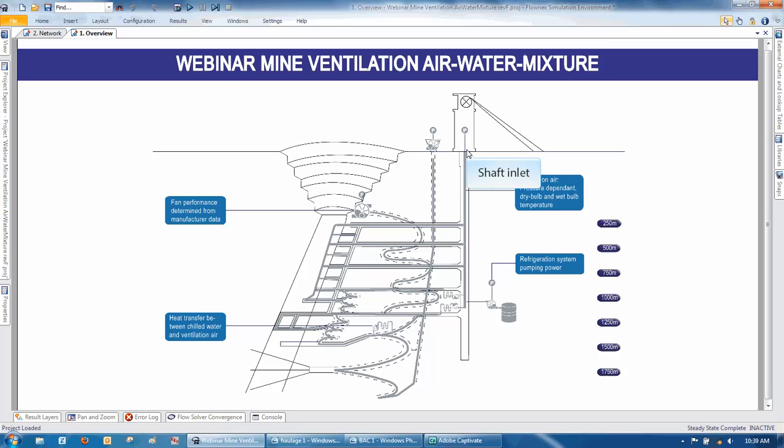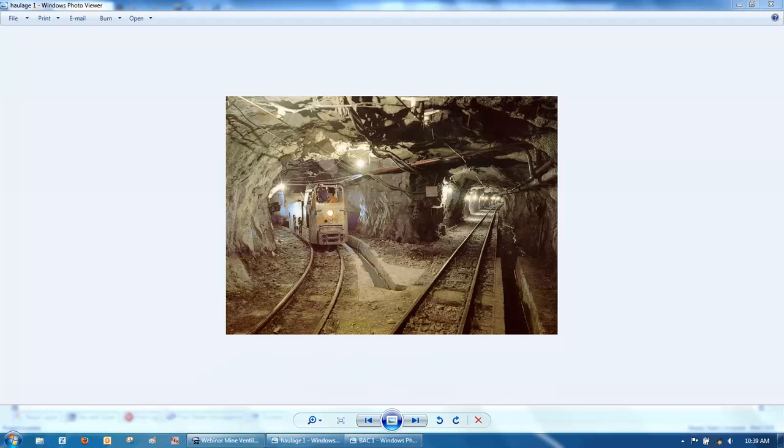The air that is transported usually enters at the shaft and goes through the tunnel until it splits up into all the different levels where it travels through the haulages. Here is a picture of a typical haulage that you'll find in a gold mine or platinum mine.